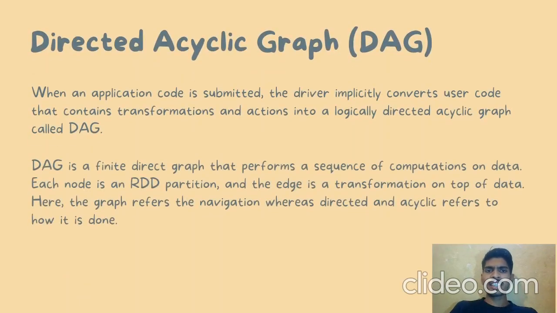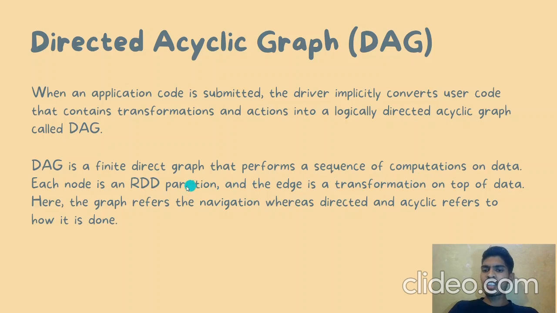Now the directed acyclic graph (DAG). When an application code is submitted, the driver implicitly converts user code containing transformations and actions into a logical directed acyclic graph. It is then converted into a physical plan. Physical plan means a graph showing how the execution will follow. It is a graph that performs a sequence of computations on the data.